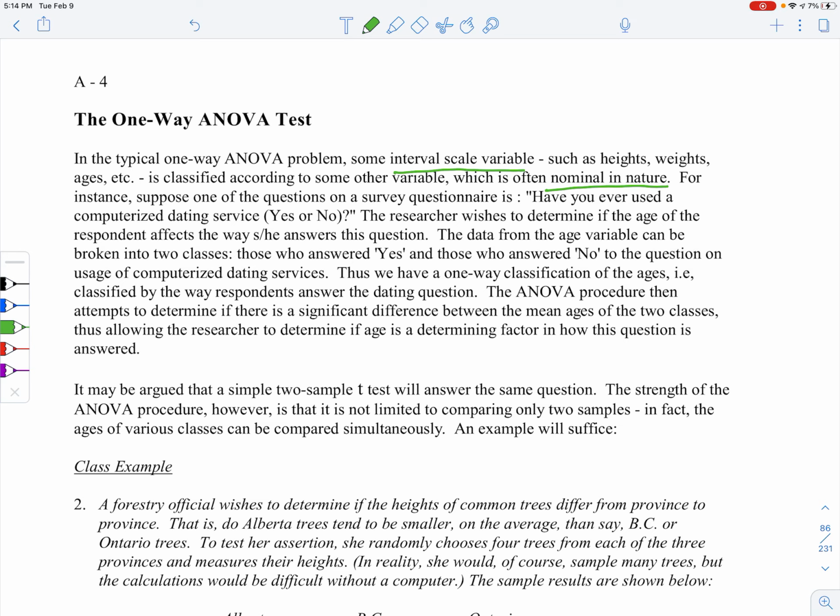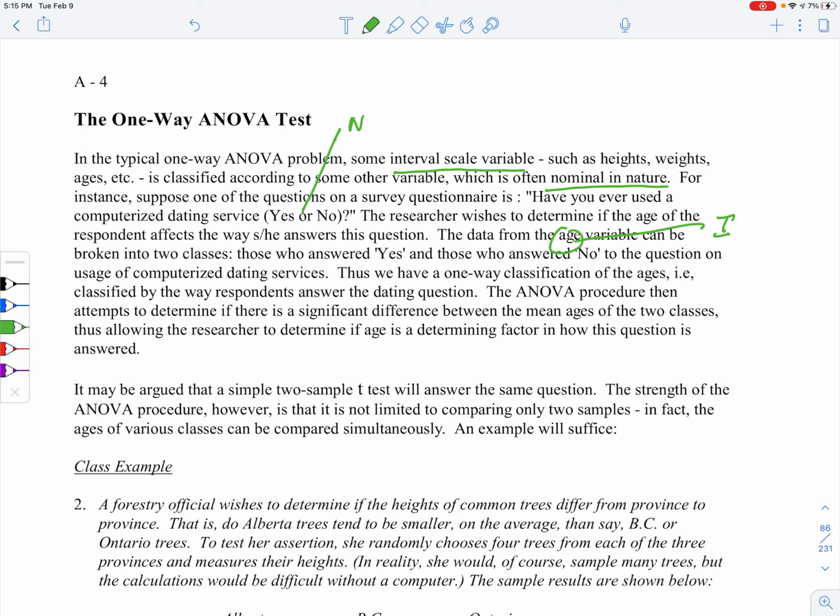So for instance, we might have an example here, a question on a survey, which is a yes/no question. Have you ever used a computerized dating service, yes or no? And then we want to determine whether age is related to that. Yes and no, of course, is a nominal variable, and then age is interval in nature, and so we've got nominal versus interval. This is a candidate for ANOVA.